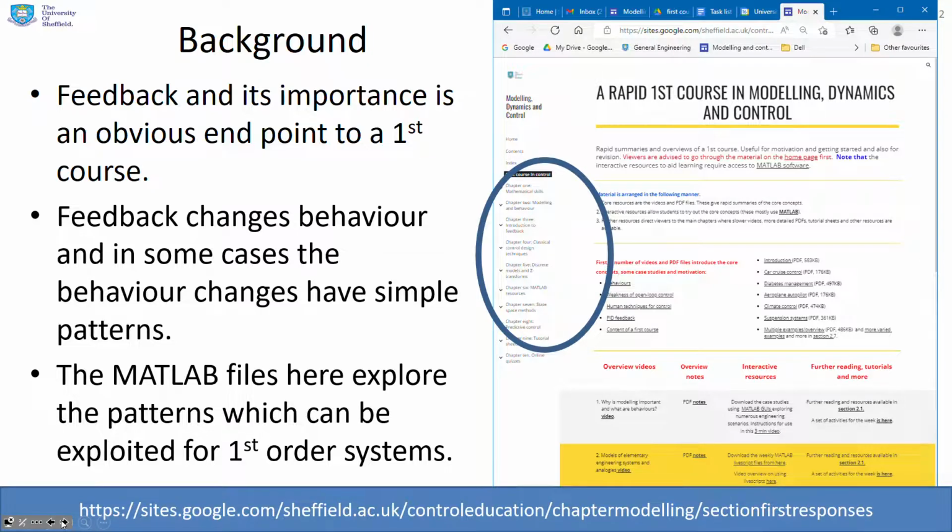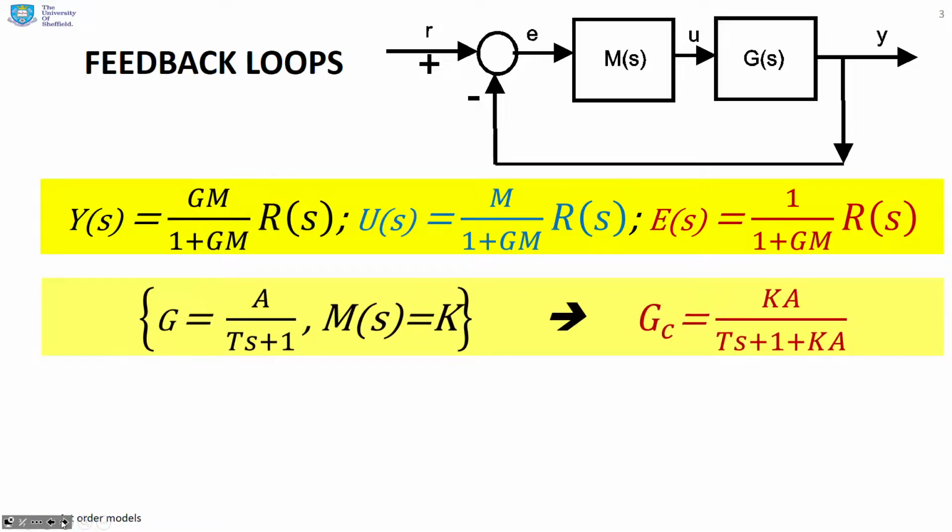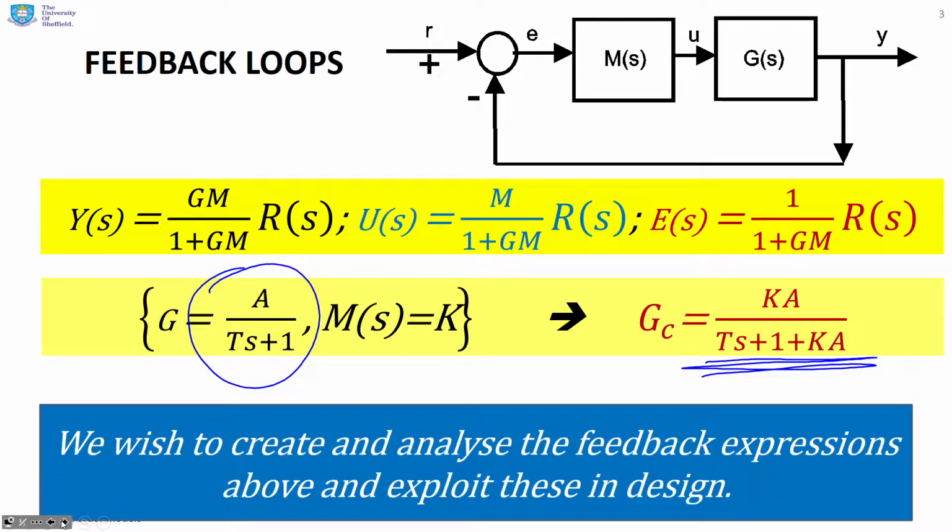which explore those. Reminder then of common feedback loop expressions, and here if we focus on a first-order model, you can see there are clear dependencies in the closed-loop transfer function on the parameters a, T and K. So we wish to create and analyse this feedback expression and exploit this in design.